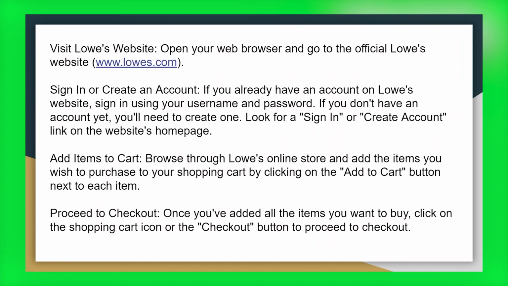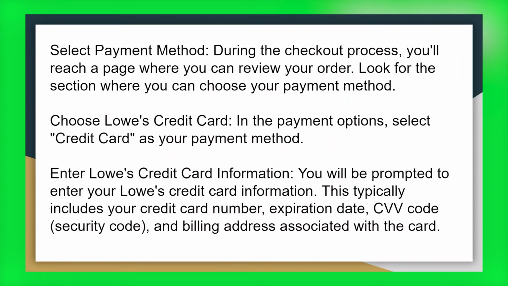During the checkout process, you'll reach a page where you can review your order. Look for the section where you can choose your payment method. In the payment options, select credit card as your payment method. You will be prompted to enter your Lowe's credit card information. This typically includes your credit card number, expiration date, CVV code, and billing address associated with the card.